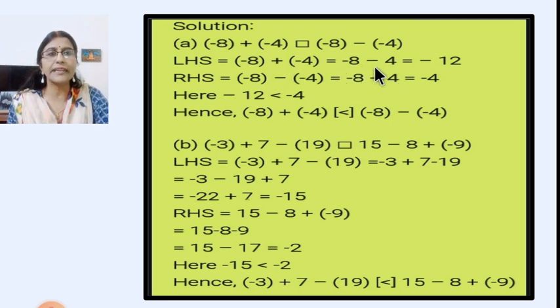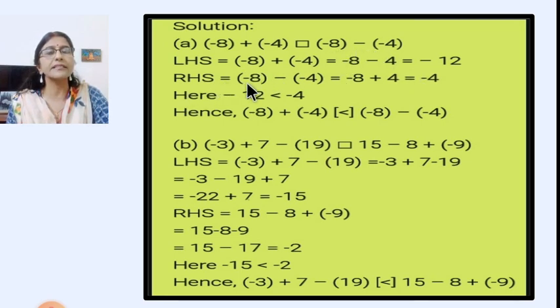Now you can see both are negative. So when both are negative, we are going to add them. So 8 plus 4 is 12. And as both are negative, the sign also will be negative. So you will get negative 12. Now next RHS, this is the RHS side of the question.